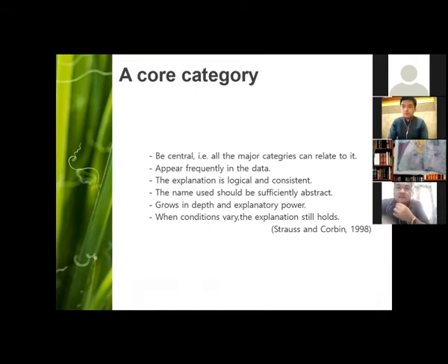And then the next one is the name or phrase should be sufficiently abstract. As the concept is refined, the theory grows in depth and explanatory power. And the last is that when conditions vary, the explanation still holds, although it might look somewhat different. That is the list of core category criteria in grounded theory research.